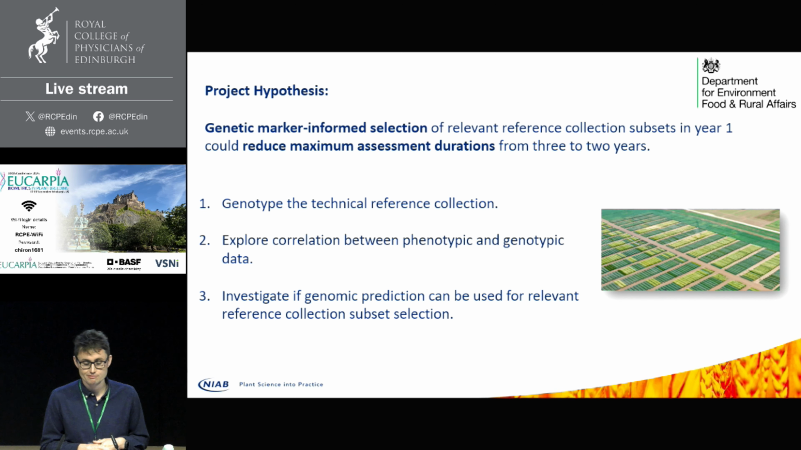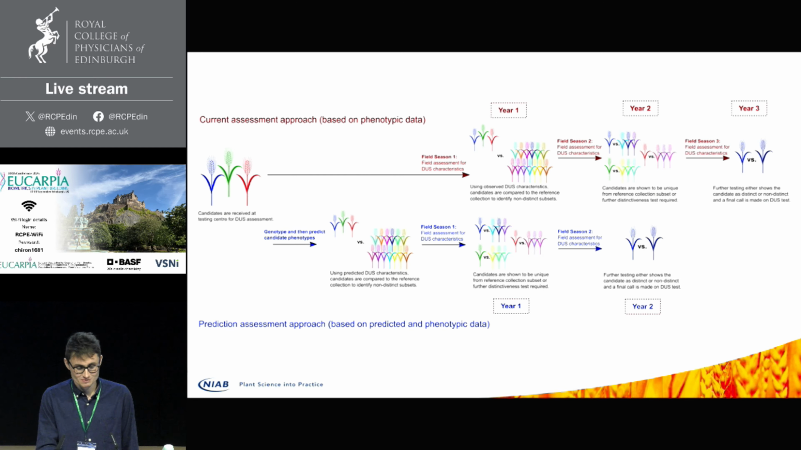We aim to genotype the technical reference collection to explore correlation between the phenotype and the genetic space, and then to investigate if genomic prediction can be used for relevant reference collection subset selection. You might have to get your magnifying glass out for this, but in the sort of genomic informed approach that we're suggesting, the candidates would be received at NIAB, and immediately they'd be genotyped, and then we run genomic prediction to work out not just what the trait values are, but what the predicted subset comparison would be with that candidate. Those subset comparisons are then grown out immediately in year 1, and you can get to these comparisons earlier.